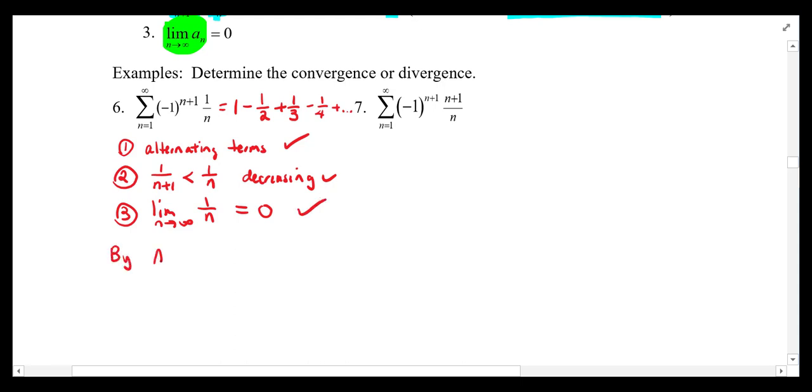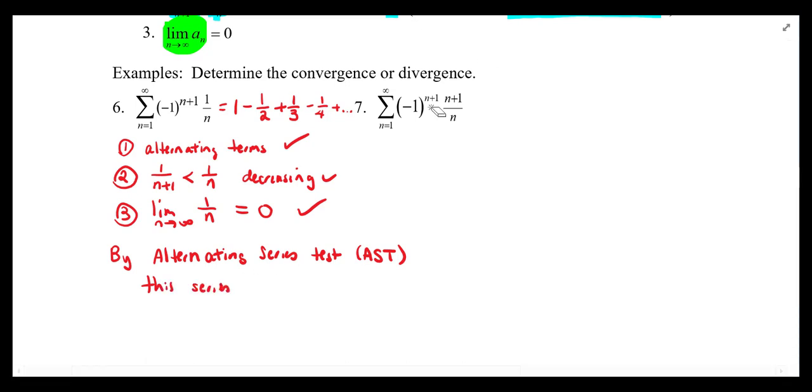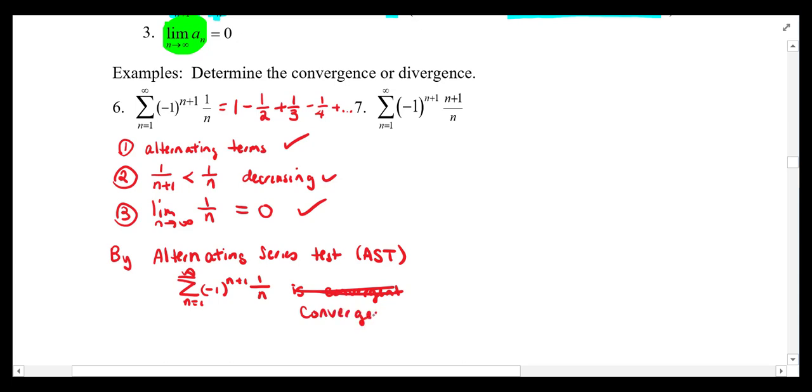I can then say by the alternating series test. And by the way, yes, there's a short form for this, AST. This series, or if we really want to be more specific, just write out what it is, right? The sum of n equals 1 to infinity, negative 1 to the power n plus 1 times 1 over n is convergent, or just convergence. Okay, just say convergence. I think that's easy. Cool.